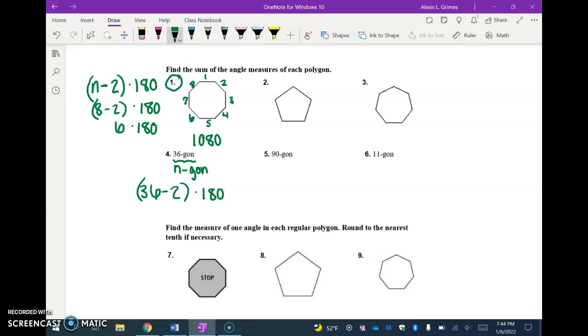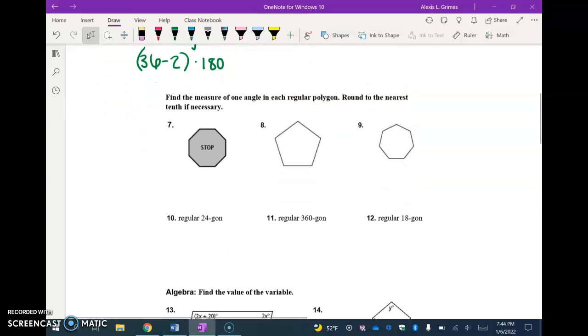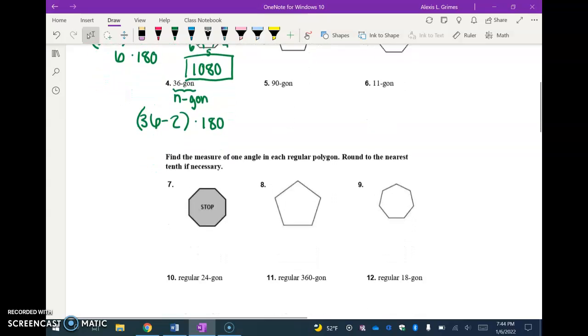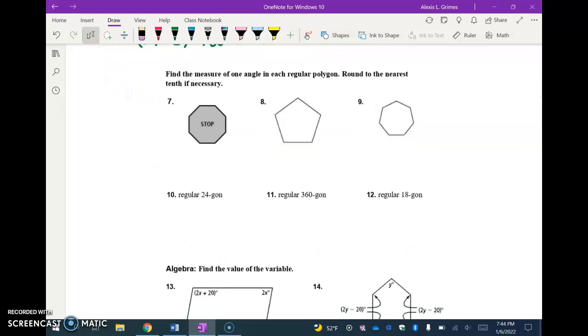And remember, that means this angle plus this angle plus this angle plus this angle plus this one and this one and this one and this one all together are equaling that 1,080, right? So now let's look at number 7 down here. Find the measure of one angle in each regular polygon. So one angle. So let's pick this one. It wants just one measure in each regular polygon, not on the outside. We're looking on the inside. Round to the nearest tenth if necessary.